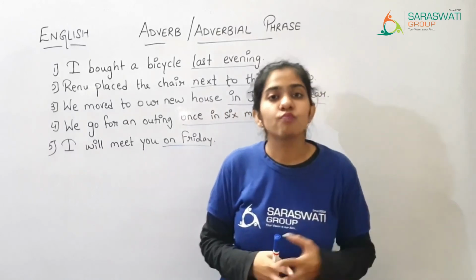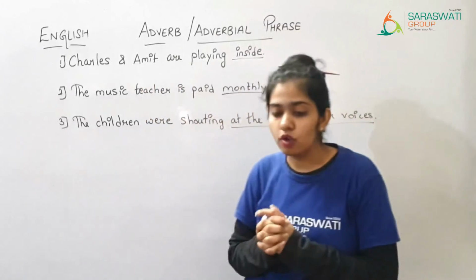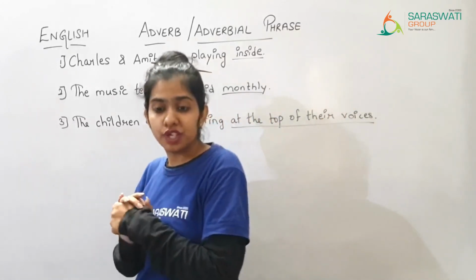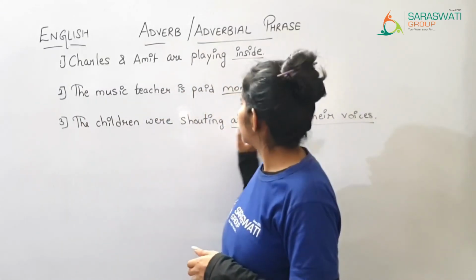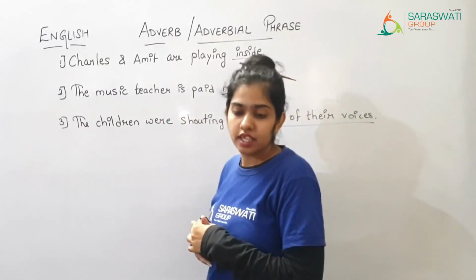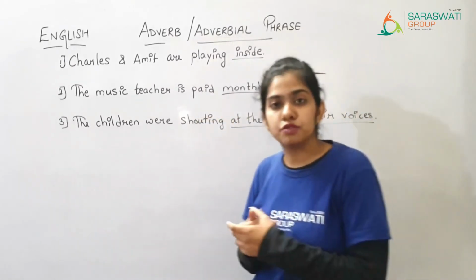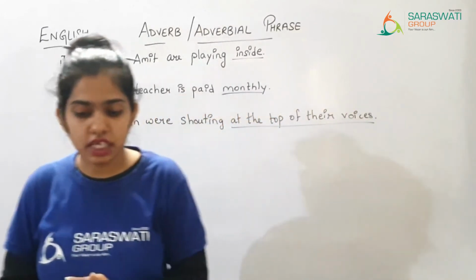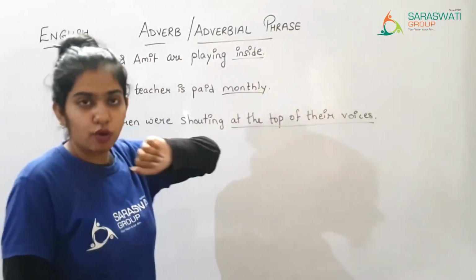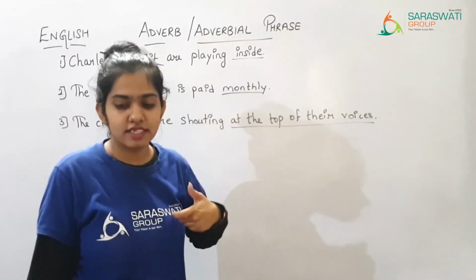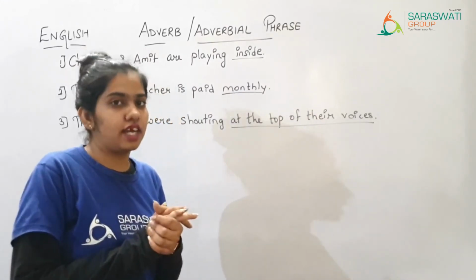Okay, now let us move to our next question. Over here, you are supposed to rewrite these sentences, replacing the underlined words with whatever is mentioned in your bracket. So in the first one, Charles and Amit are playing inside. Now you have to replace this with an adverbial phrase which shows a place.